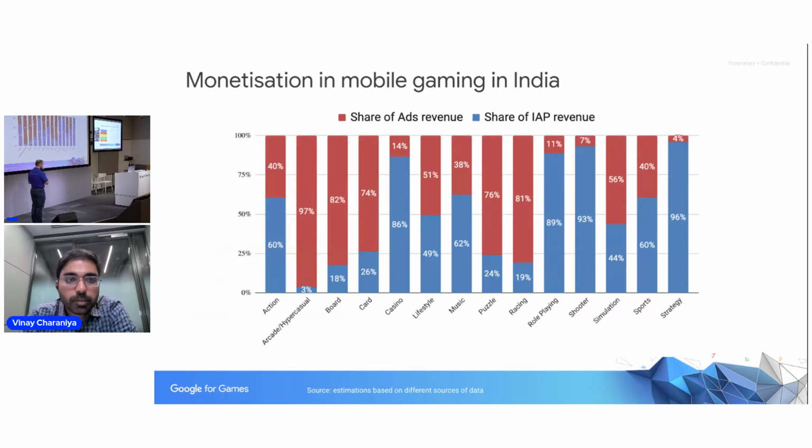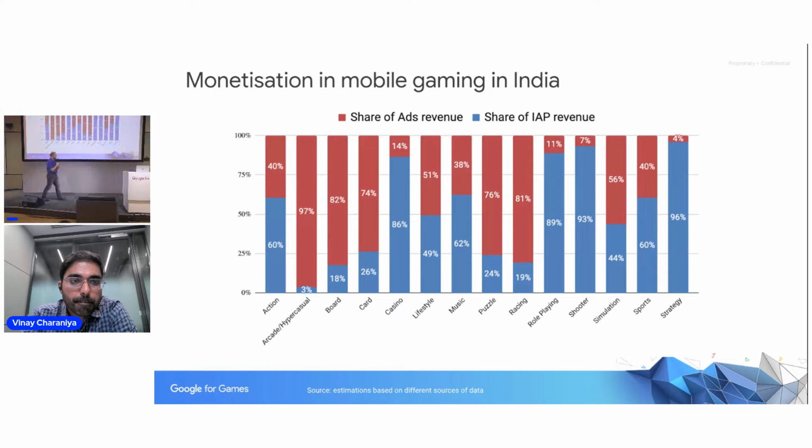Moving on. Yeah, so in this case, if we look at what I think is quite an interesting topic as well, the monetization of mobile games, we try to estimate the share of ads and in-app revenue in India in different genres. Again, we have some genres that are extremely IAP driven, like strategy, and of course shooter and role playing. Even in India and in all emerging markets, very often those games are very IAP dominant.